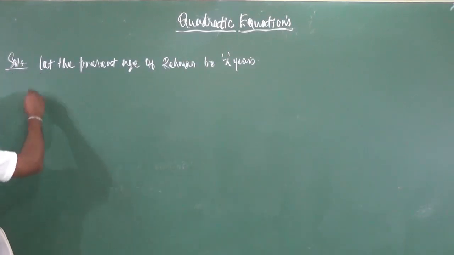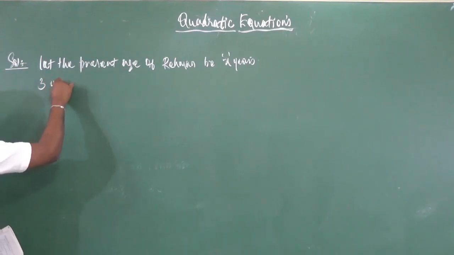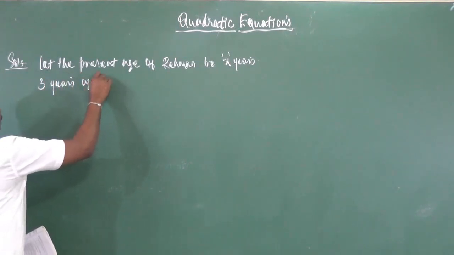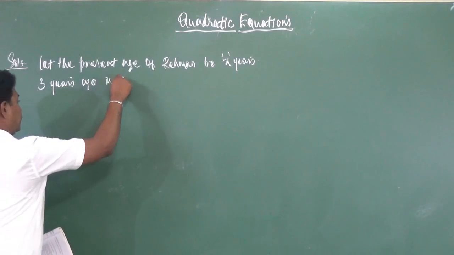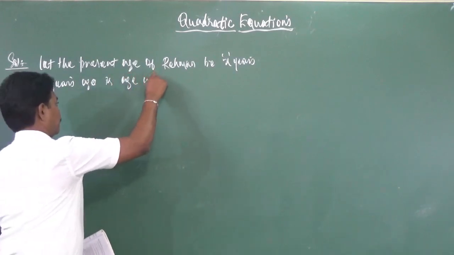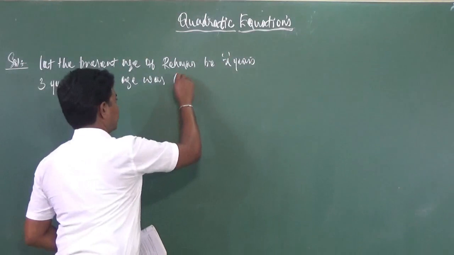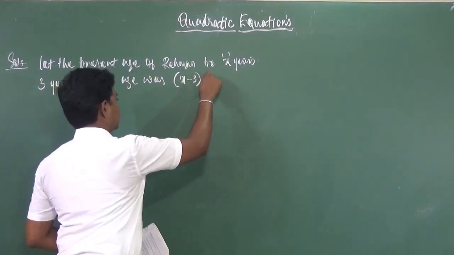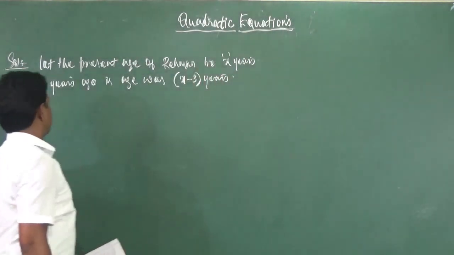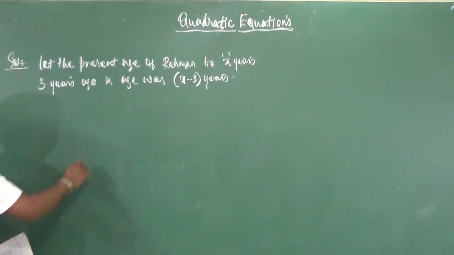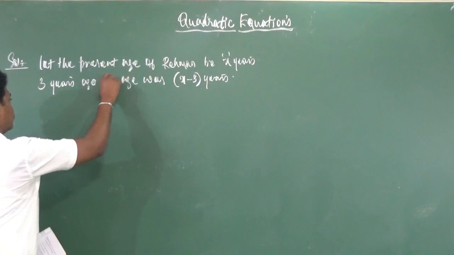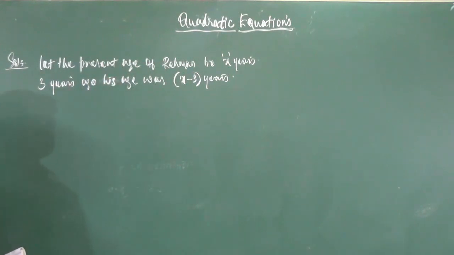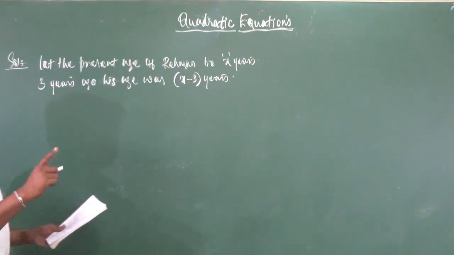So, 3 years ago his age was, present age is x, 3 years ago it was x minus 3 years. So 3 years ago his age was x minus 3 years. Now present age is x years.